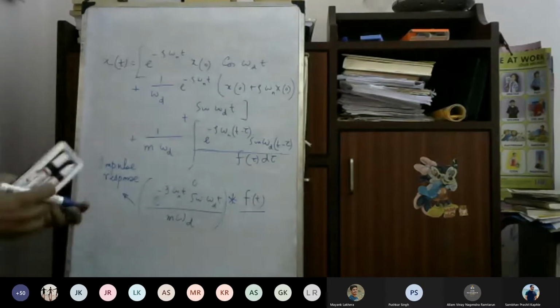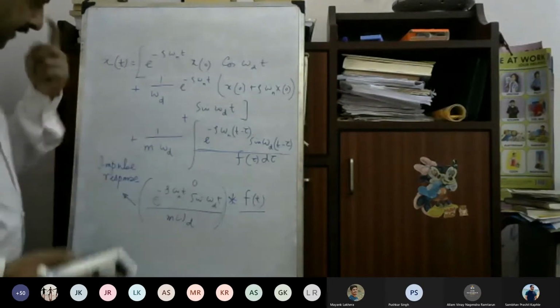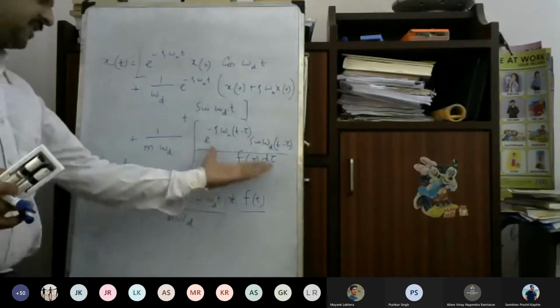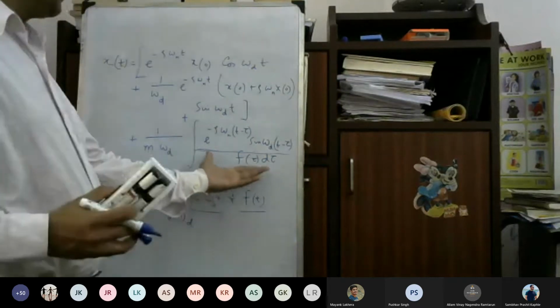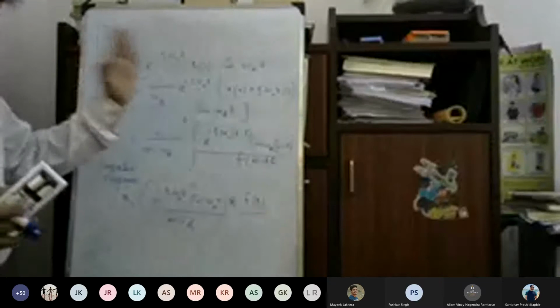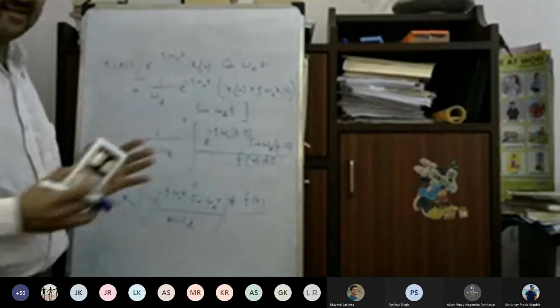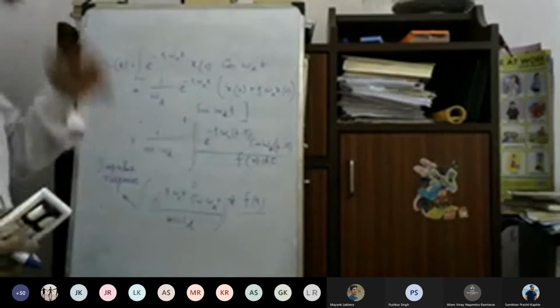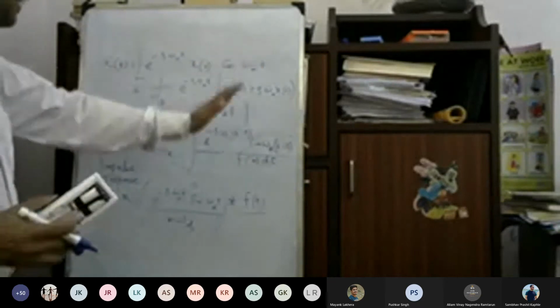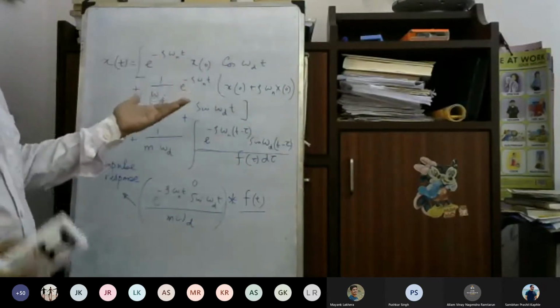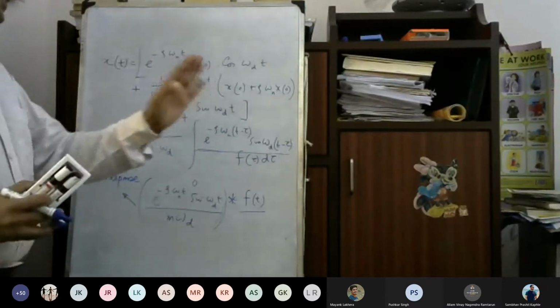Impulse response. Just like we had for the undamped system, this will be obtained if you consider this integral. You can get it using the consideration that if you give appropriate impulses at different instants and add up the net effect, because this is a linear system, superposition is possible. It is also a linear time invariant system because there is no time varying component in the coefficients of this differential equation. So in that case, what will happen?